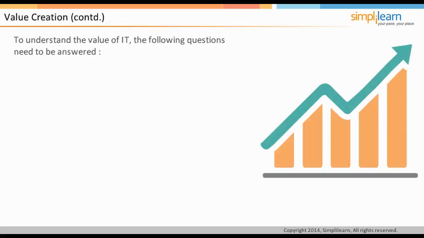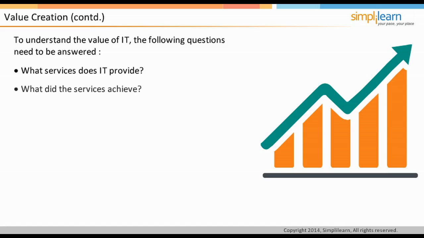To understand the value of IT, the following questions need to be answered. What service does IT provide? Service from the IT perspective should be linked to specific business activities and outcome of customers. What did the services achieve? The customers will identify what they were able to do with the service and how important the service was to them and their organization. What is the cost of a particular service? When a customer compares the service cost with the service that enabled them to achieve their desired outcomes, they will be able to determine how valuable the service is.